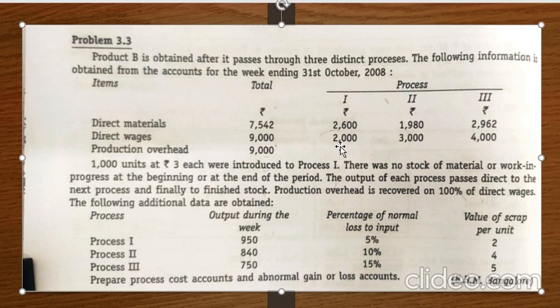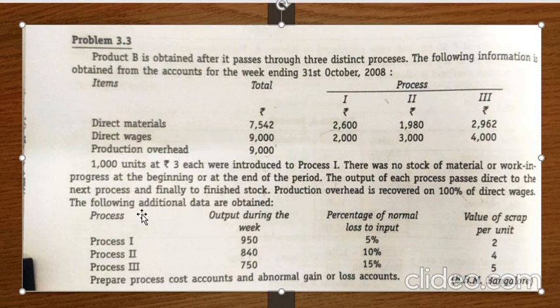So let us do the calculation for process 1. Direct wages is 2,000. Production overhead is 100% of direct wages. So 2,000 into 100% will give you 2,000. Same thing for process 2, 3,000 into 100% will give you 3,000. Then for process 3, 4,000 into 100% will give you 4,000. So 2,000 plus 3,000 plus 4,000 will give you 9,000. So the total is correct here, which is 9,000.